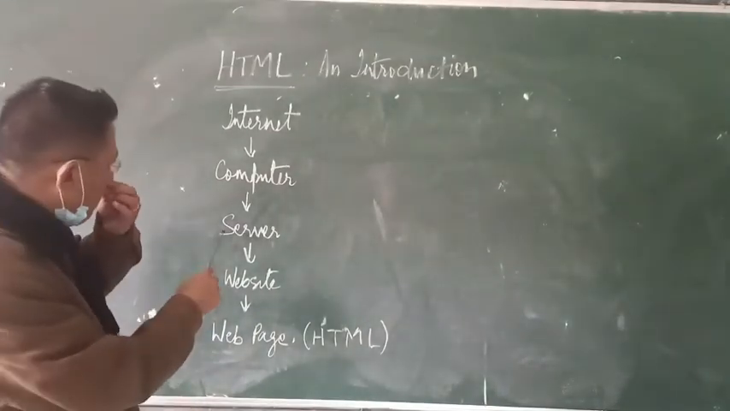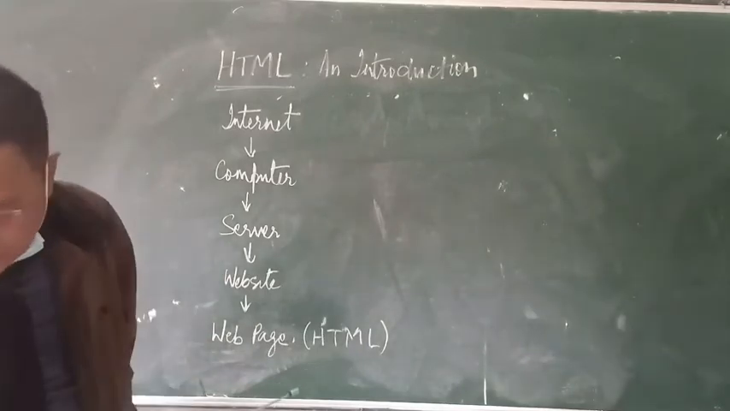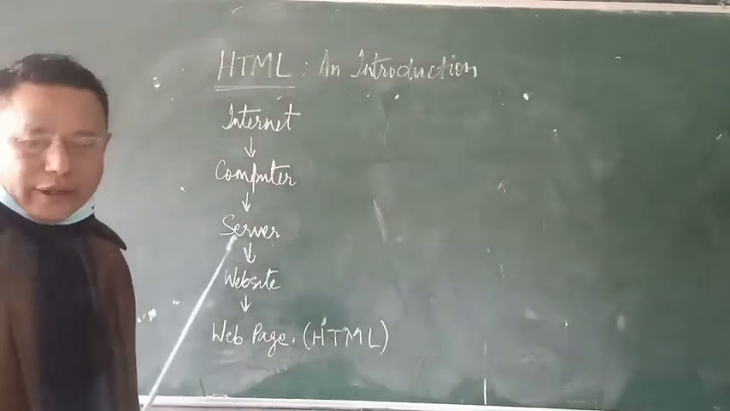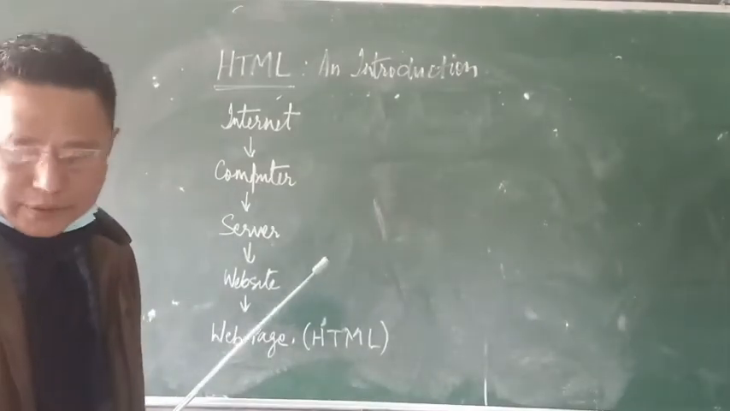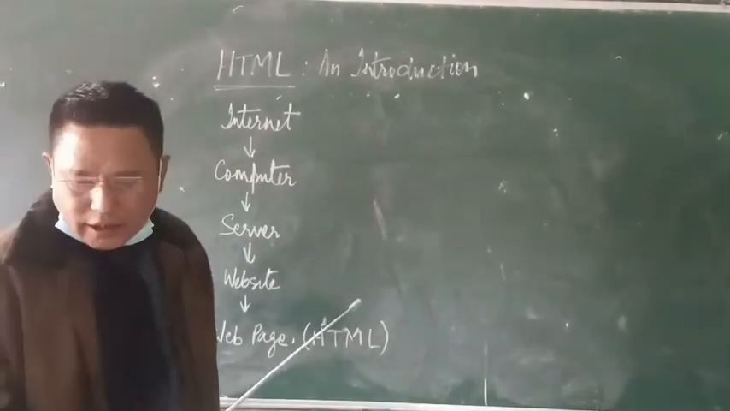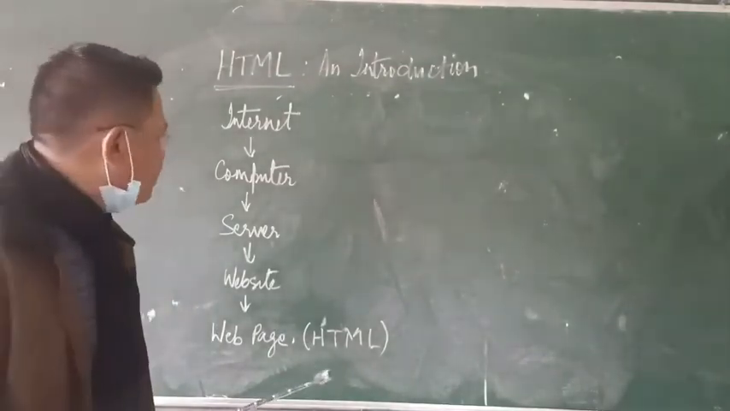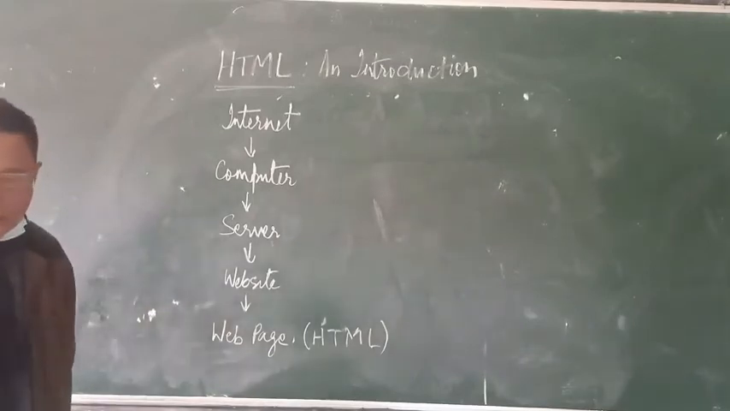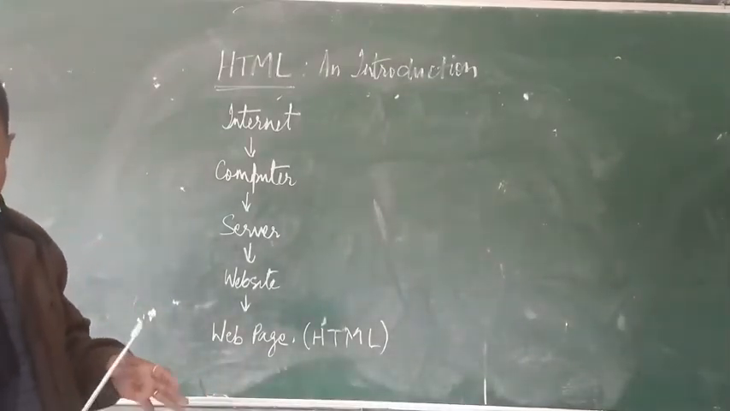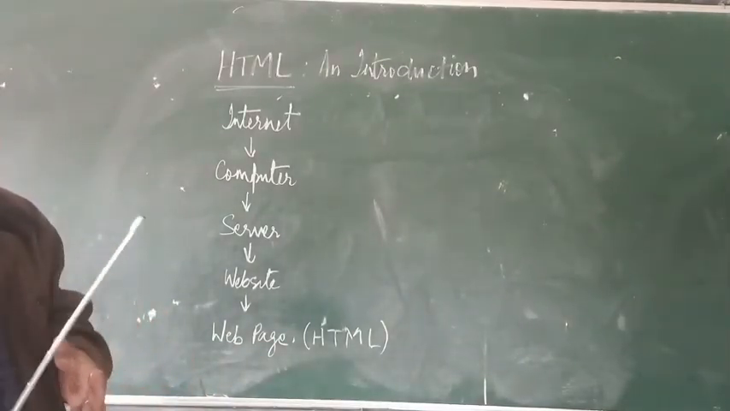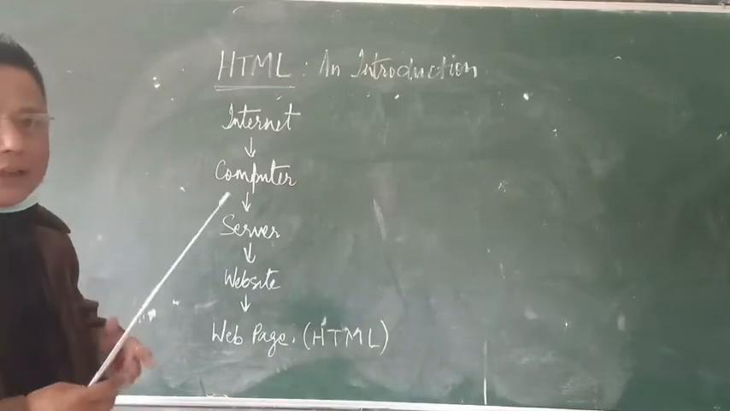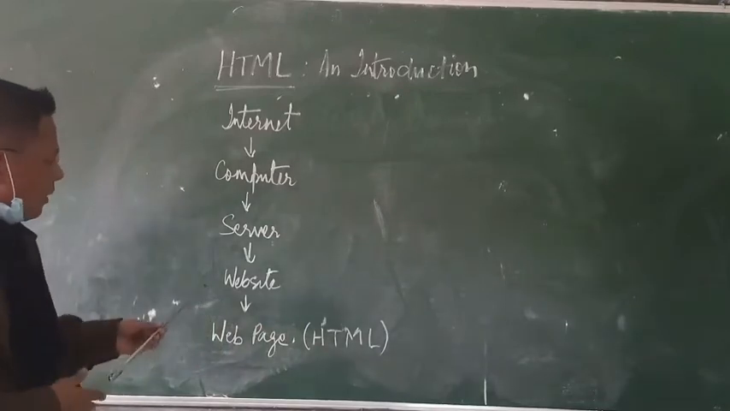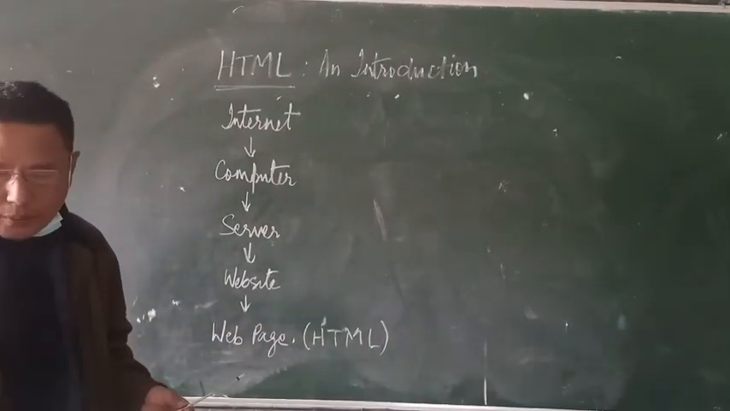Now we go to the third one, server. Server is used to store information in the form of websites and provide data to the clients. Okay? Now after that we go to websites. What is a website? A website is a collection of related and interconnected web pages. Right? Now we have web page.